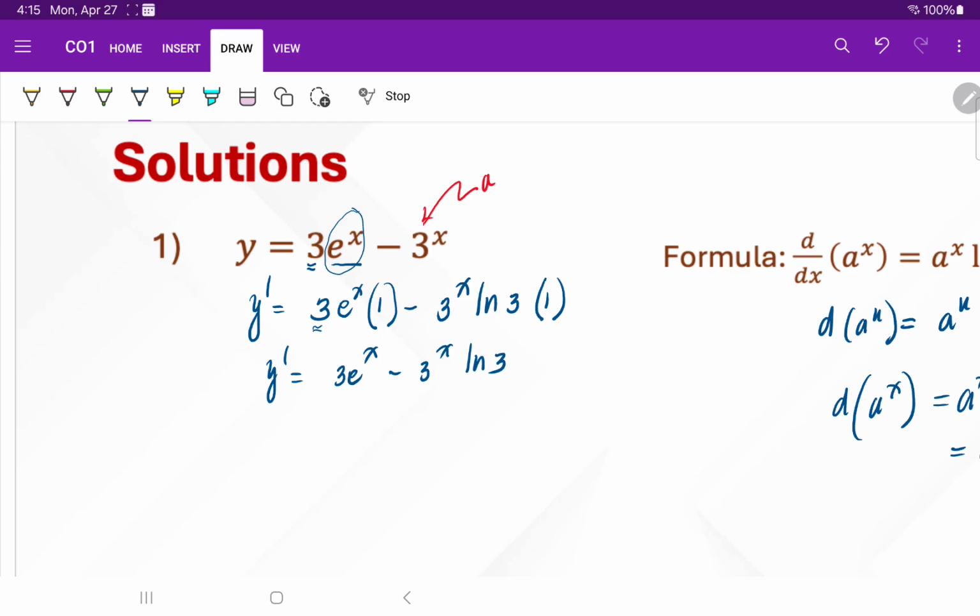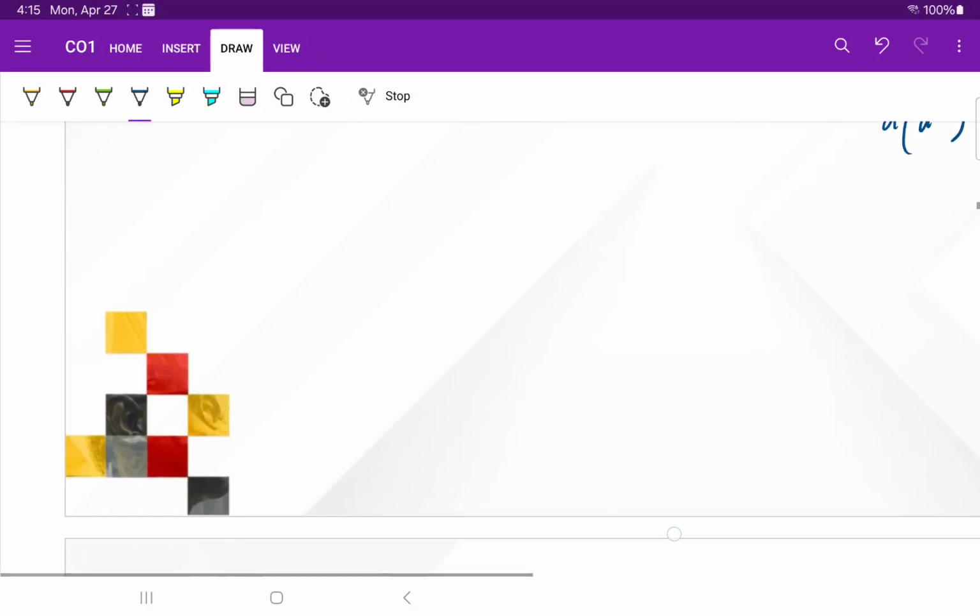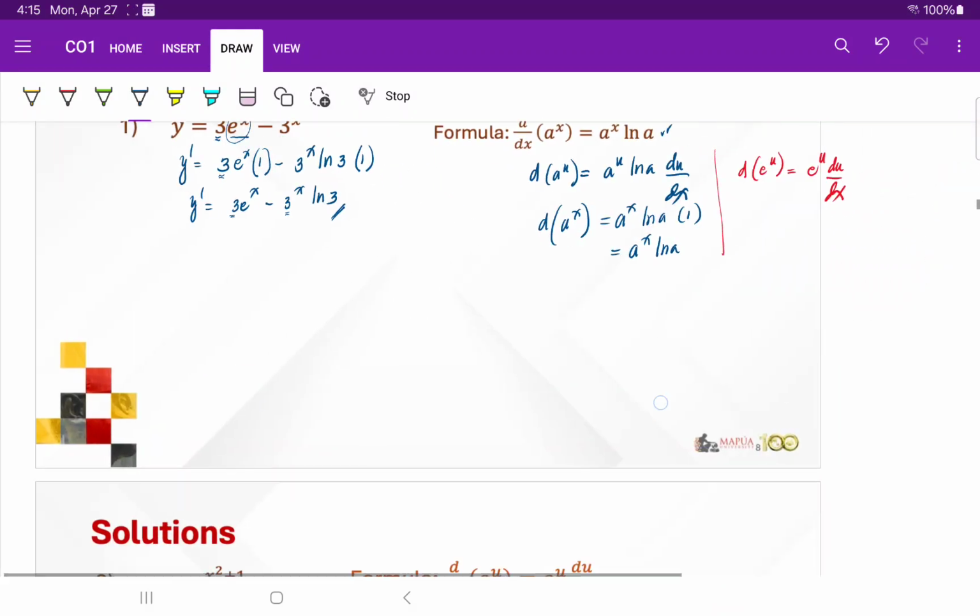Can we factor 3? Is 3 common? It's not, because here 3 has a power which is x. So it's not the same as 3. So we don't have any common factor here. That's the derivative of 3e to the x minus 3 to the x. Okay, let's have the next problem.